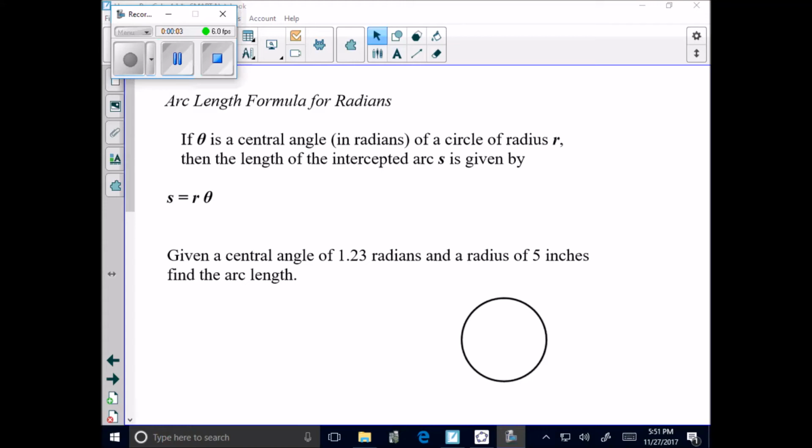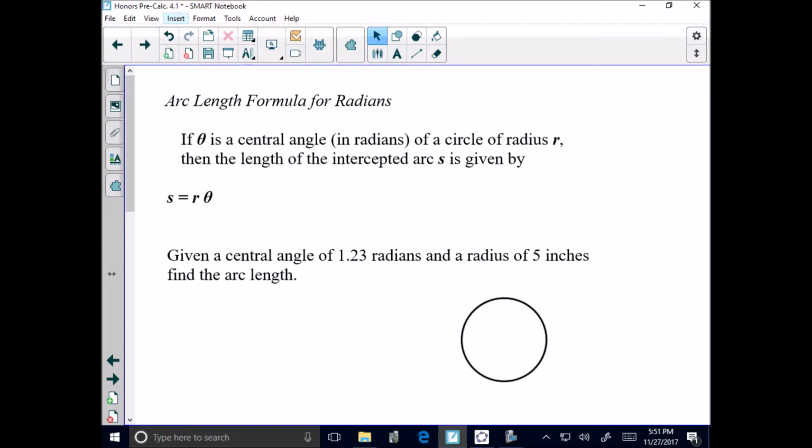Alright guys, so this is the last video for our lesson on angles and their measure. In this video we are going to talk about the arc length formula. And in general, when we are looking at the arc length formula, we always want the angle in our arc length formula to be in radians, right?